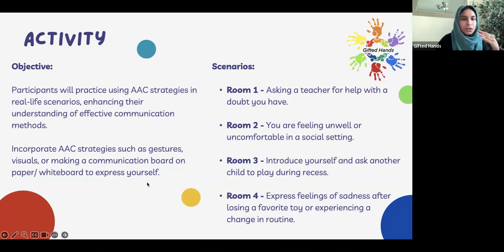All right. So you can use either gestures, visuals. If you know sign language, you can use sign language, create a communication board, PEC system, or if you have a whiteboard or even a piece of white paper, right? You can write it down here. So I want to see how creative and what tools can you use to work with these children.